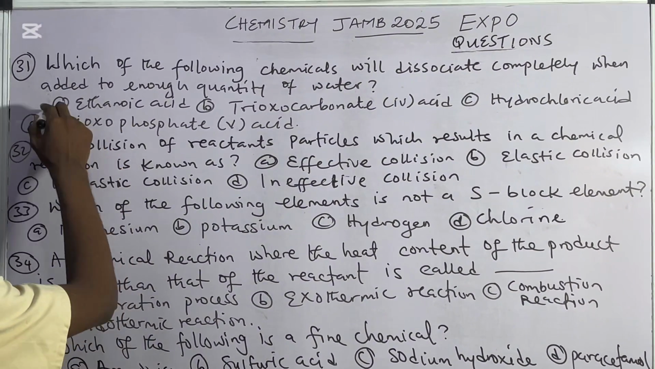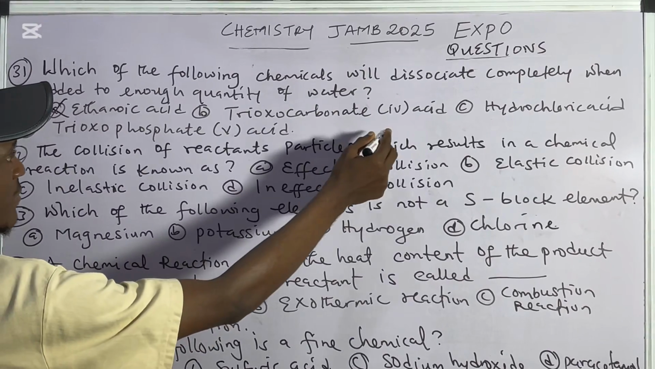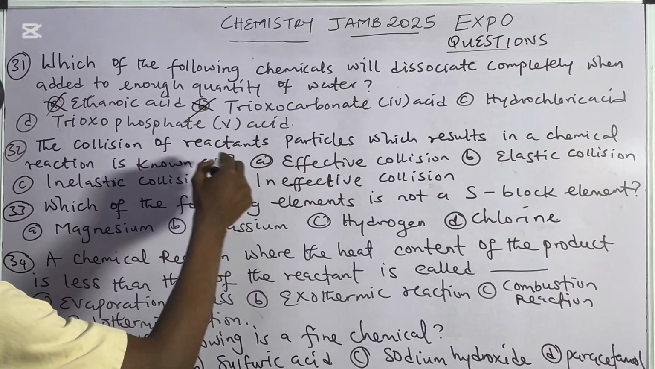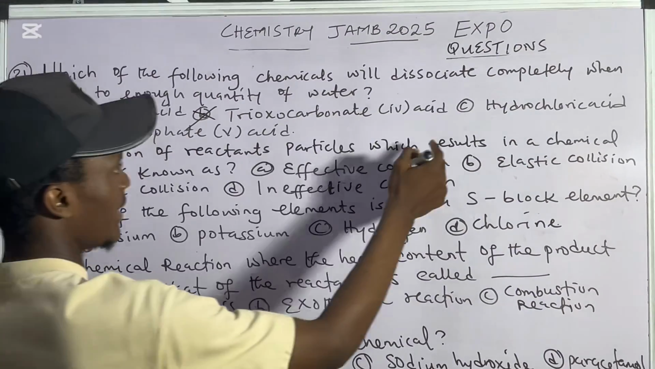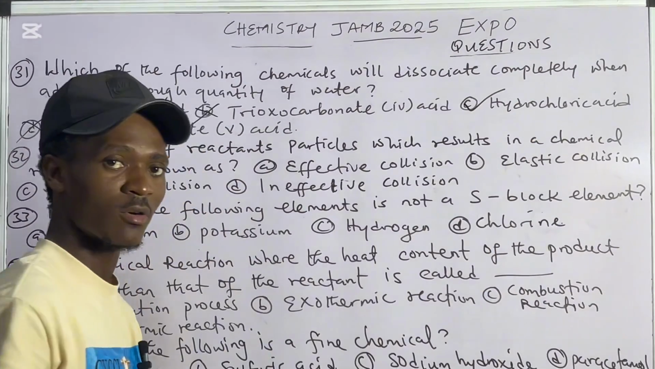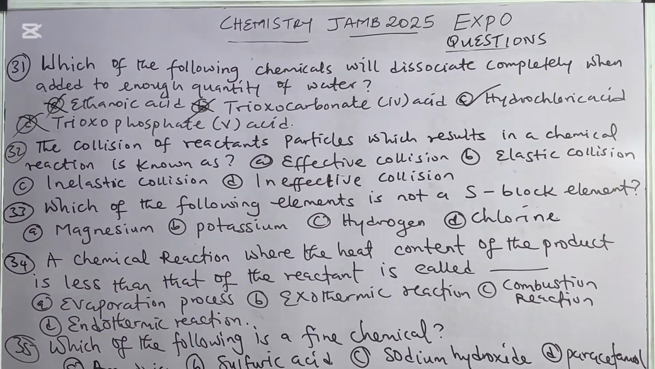Ethanoic acid is a weak acid, so this is wrong. Trioxocarbonate(IV) acid is a weak acid, wrong. Then trioxophosphate(V) acid is wrong. That's a weak acid. Then hydrochloric acid is right, which is a strong acid. So that's the correct answer.